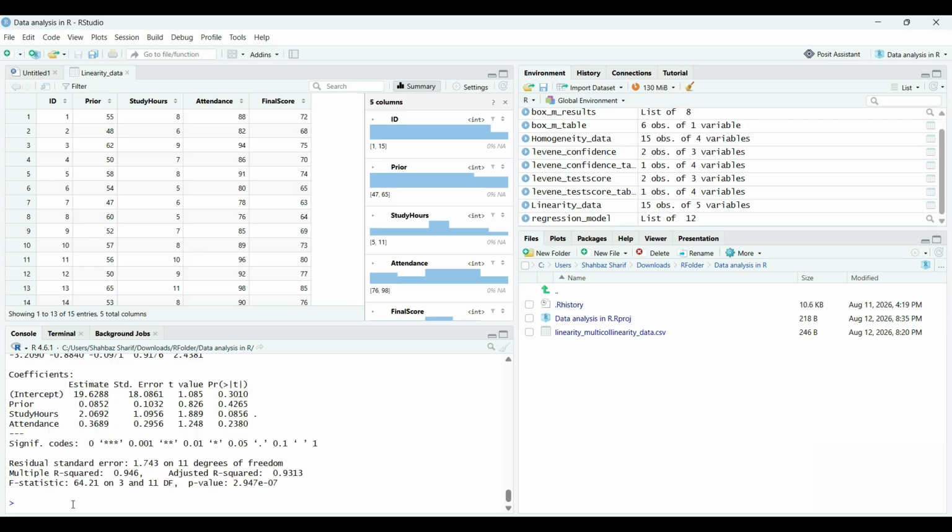So you can also see there is a R-square value 0.946 and adjusted R-square 0.9313. F statistics, degree of freedom, and the p-value. In this case, we can see the F statistic, our model is fit because the p value is less than 0.05.